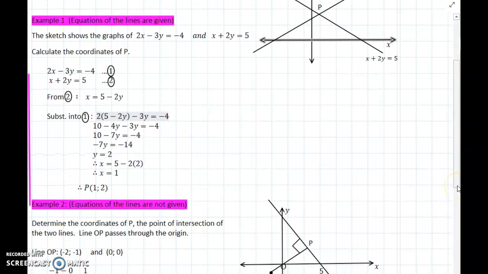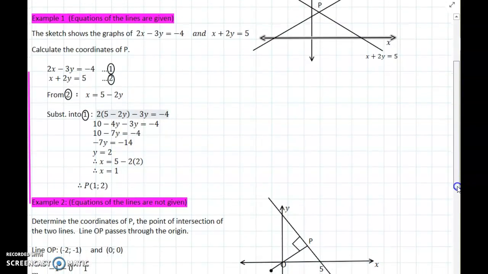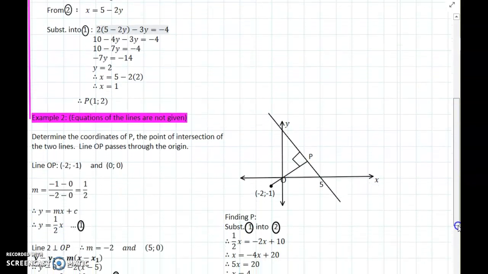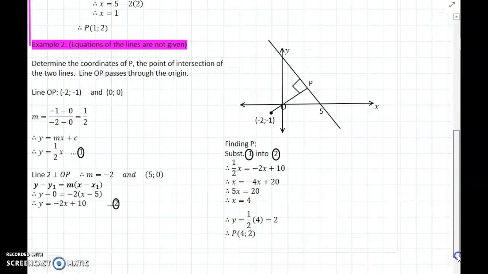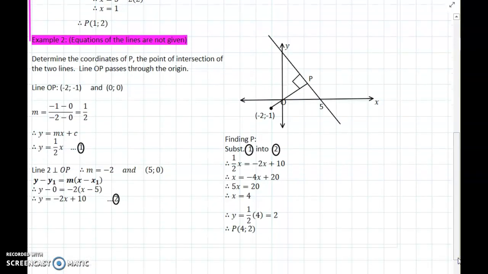In our next example, the equations of the lines are not given. And so this is different. We've not had examples like this before. It says determine the coordinates of P, the point of intersection of the two lines. The line OP passes through the origin. So this is the line OP and it passes through the origin.